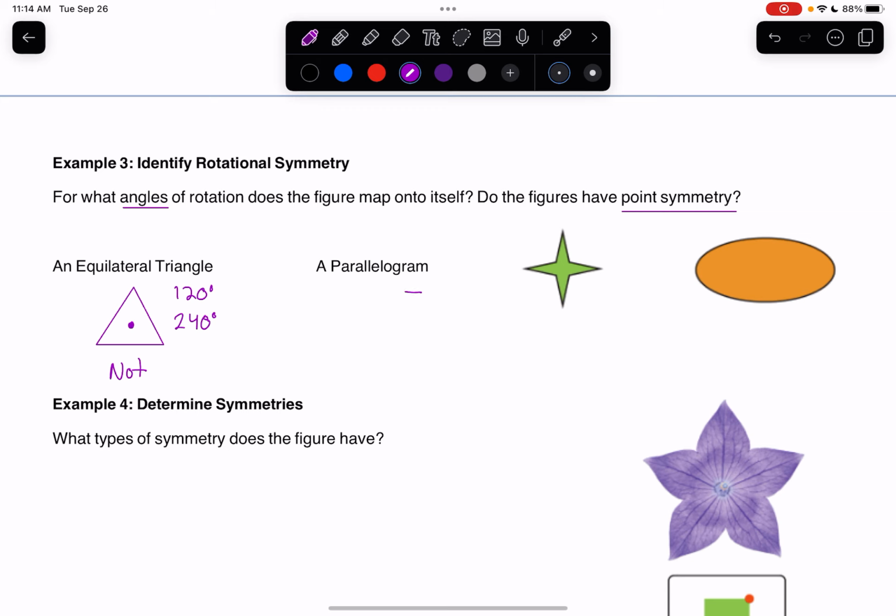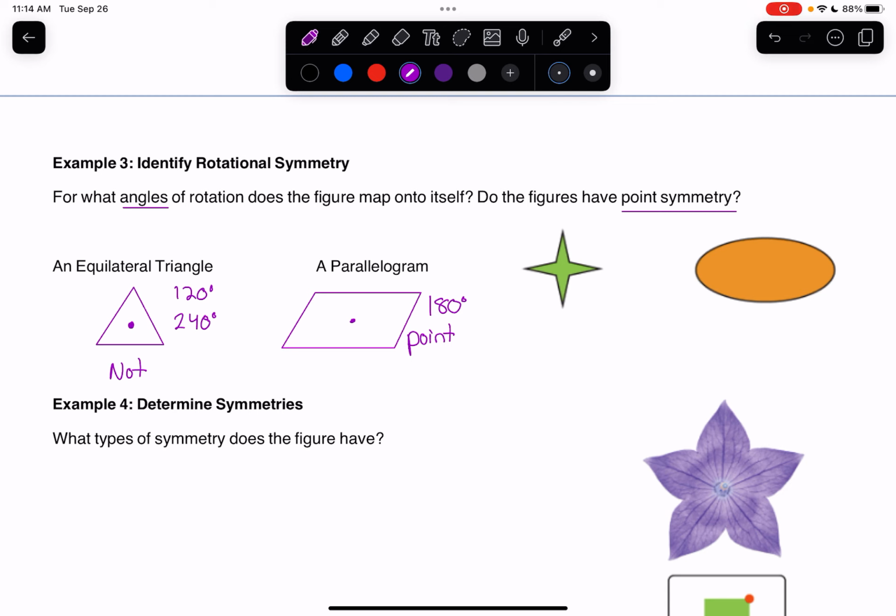The next shape on our list is a parallelogram. So if we have a parallelogram and we're trying to figure out its symmetry, we can say, all right, if I'm rotating around the center, how far do I have to rotate this shape before it maps onto itself? How far do I have to go around before I find another side of the shape that matches up to this one? And in that case, that would be 180 degrees around the shape. And since it has 180 degrees, it has point symmetry.